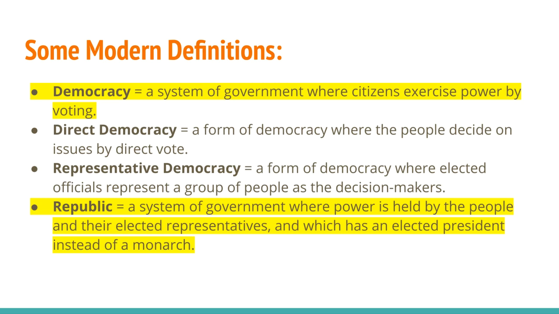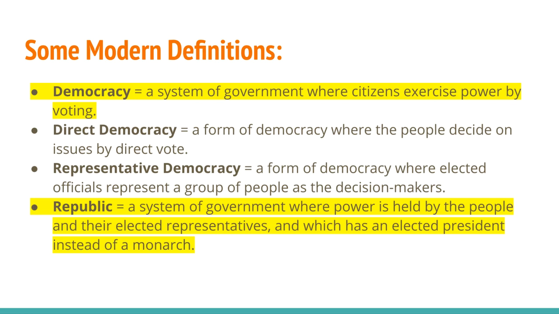Okay. Now, there are two types of democracy, direct and representative, and the definitions are right there in front of you. So direct democracy is a form of democracy where the people decide on issues by direct vote, right? The direct is sort of in the definition there. And this definition would be most similar to the Athenian system, where all decisions were decided by the populace, as we would say, by the citizenry.